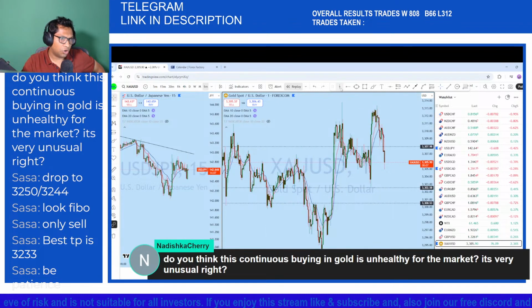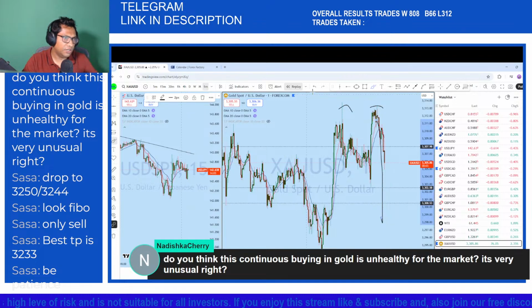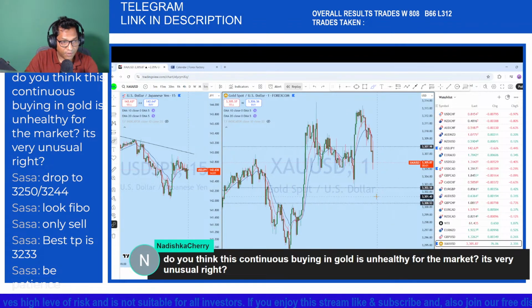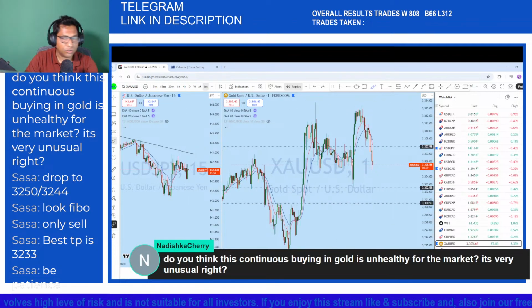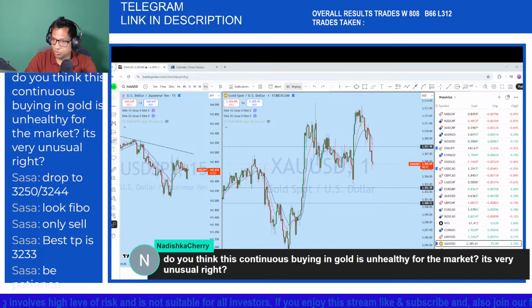There is a double top here and then a break of structure. Would like to see the market come below here and then return back again to the upside to create a new higher high.